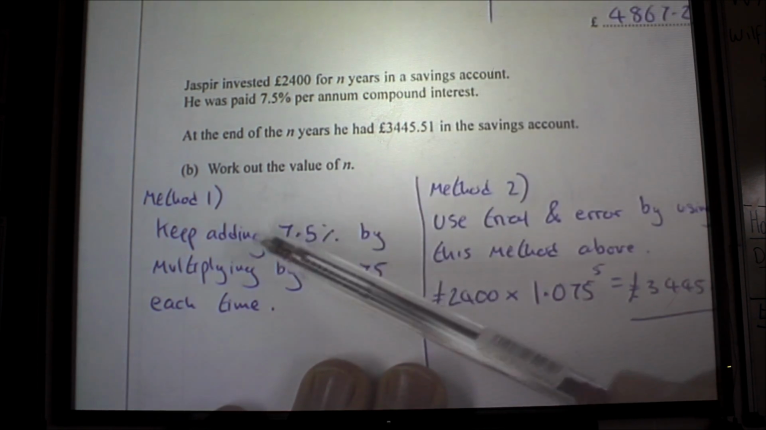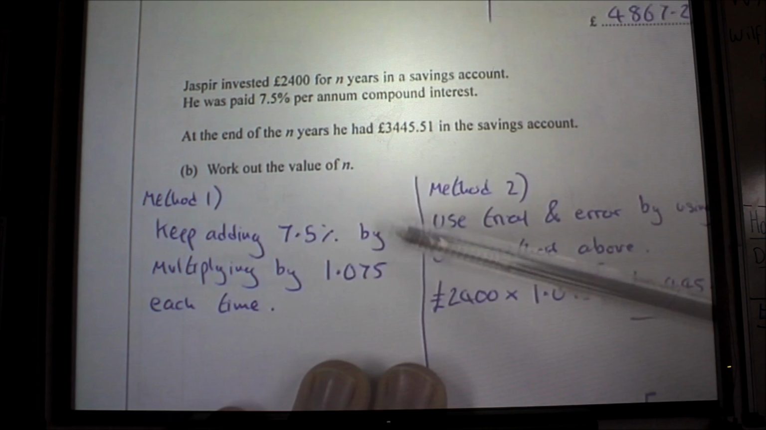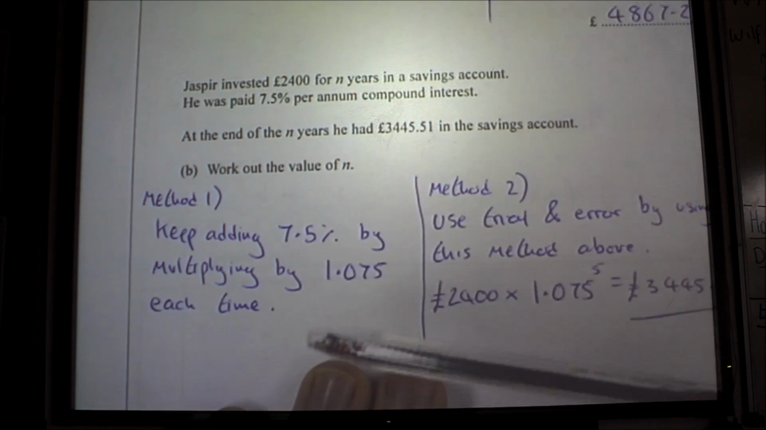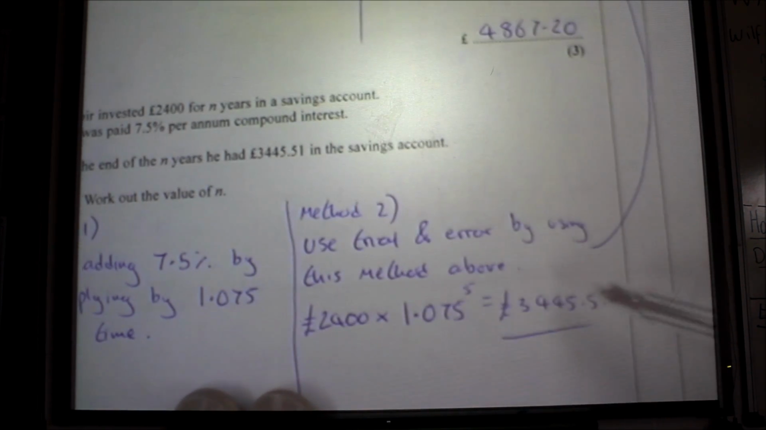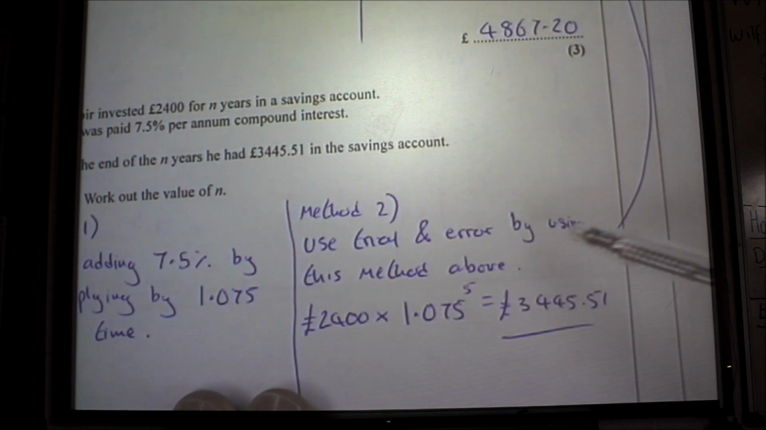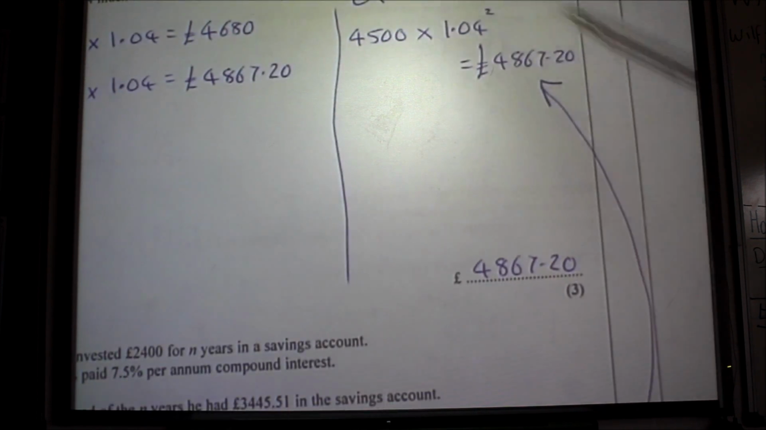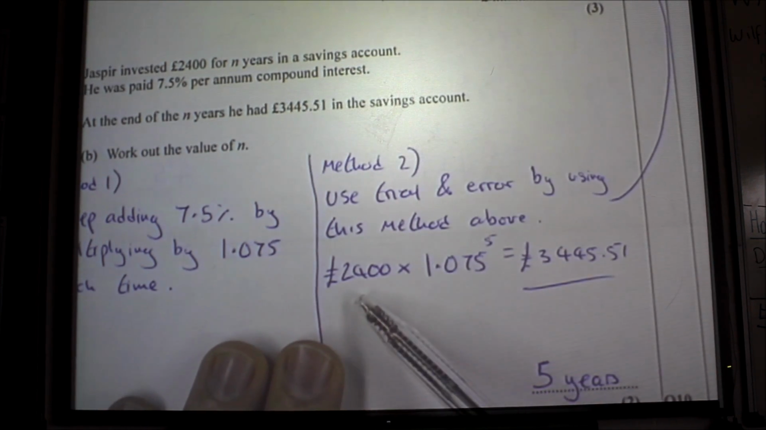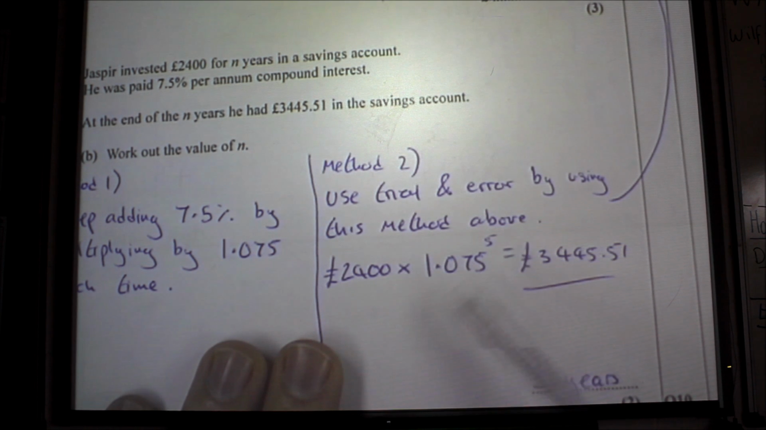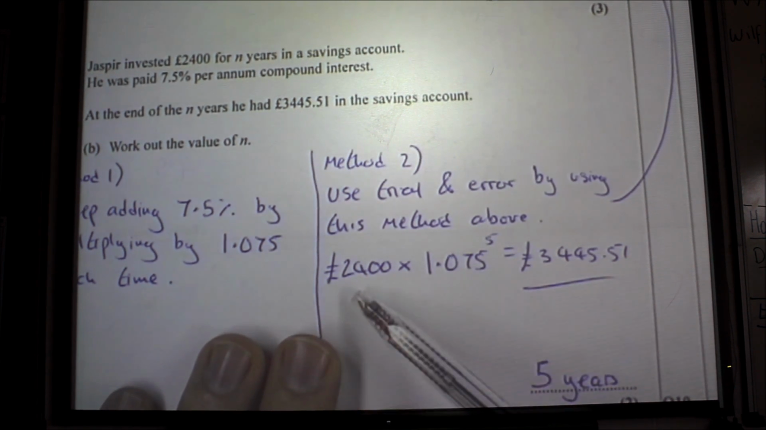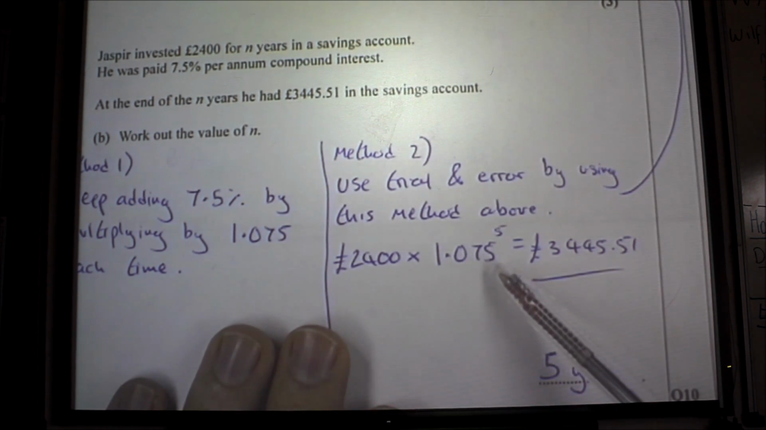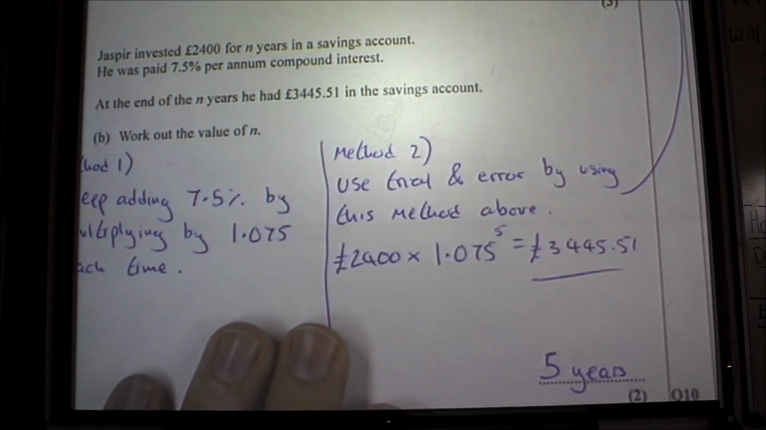You can just, method 1, just keep adding 7.5% by multiplying by 1.075 each time. Or method 2, which is the better method, basically use trial and error by using this method above. This one here I pointed to when you use the squared or to the power 2. I've done that and I've worked it out. It was 5 years because it's 2,400 times 1.075 to the power 5 gives you that. So it's 5 years.